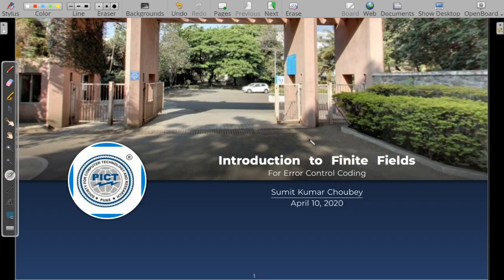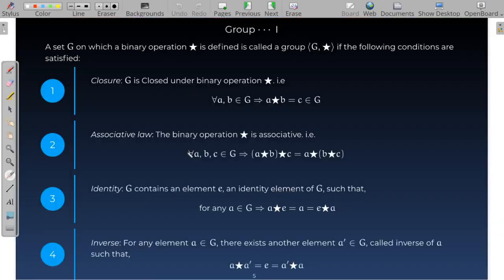So first we are going to review what a group is, because we are going to need that definition today as well, and then we are going to proceed on a general field. So a group is basically a doublet. It's a set together with an operation star.